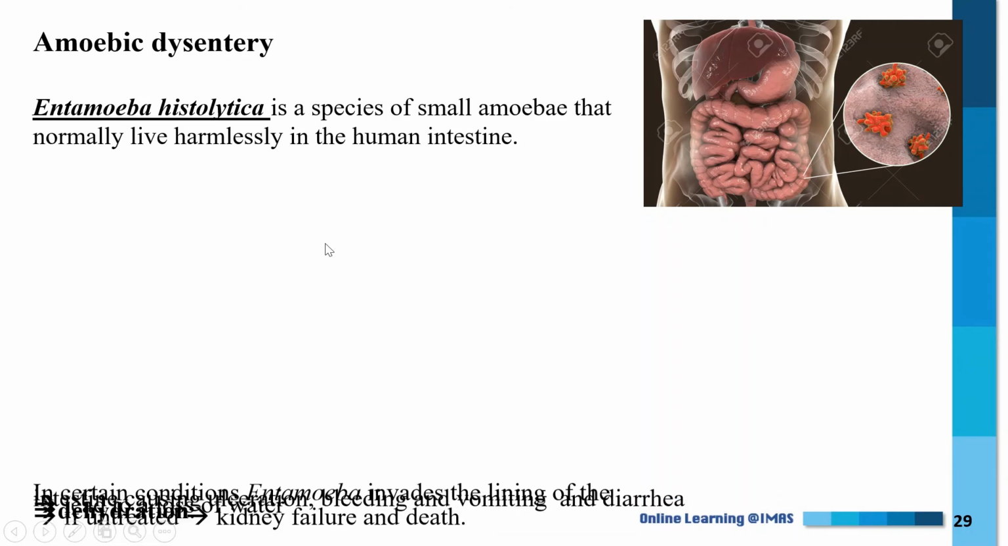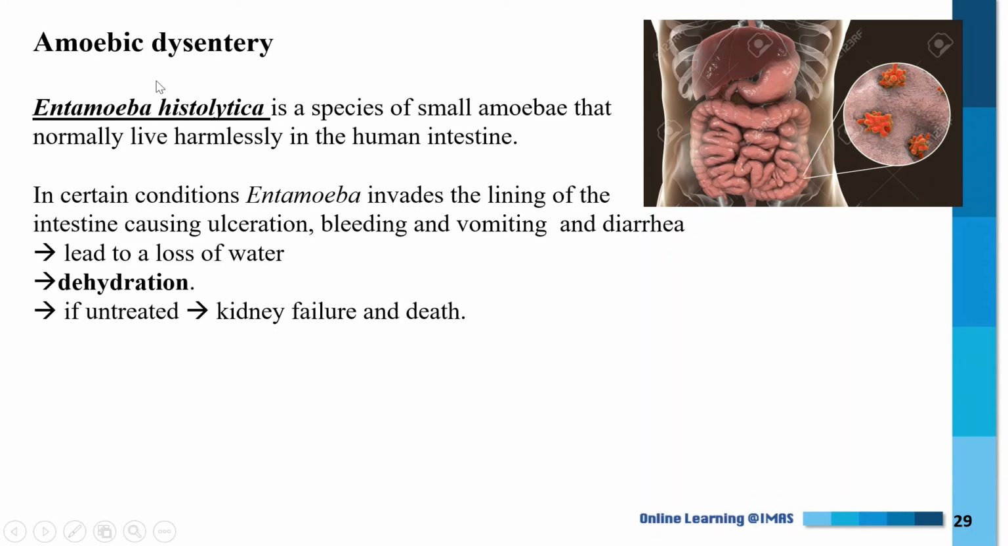There is also amoebic dysentery, which can be transmitted by insects, or from human to human, but indirectly. This is due to what we call Entamoeba histolytica, a species of small amoeba that lives in the intestine, and in certain conditions it can cause ulceration, bleeding, vomiting and diarrhea. When it causes vomiting and diarrhea, it will lead to a loss of water, and when we have loss of water, you have dehydration. If it is untreated, what will happen? Kidney failure, and it can lead to death.